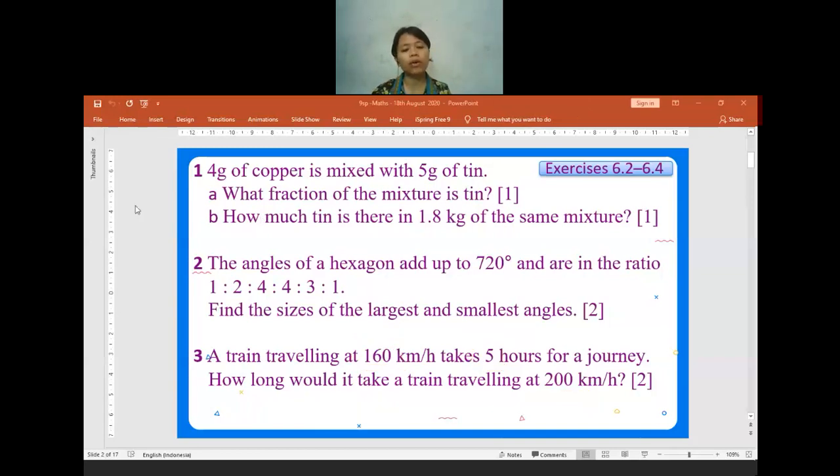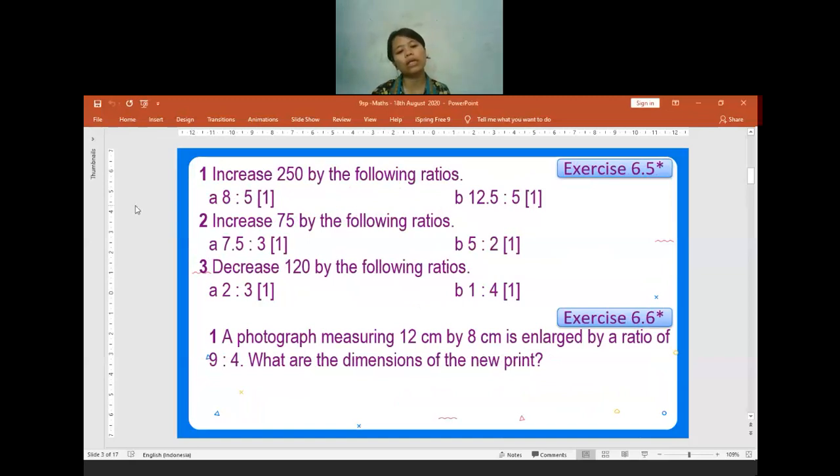So in here, we already have the value. We have to increase or decrease the value based on the given ratio. Now I have 250. We have to increase it by the ratio 8 to 5. So how much will it be? Is there anyone who knows the answer for question 1A? How do we find it when we are going to increase the value from a given ratio?